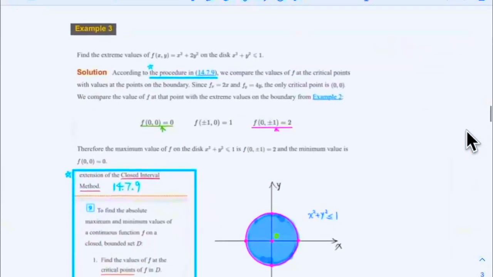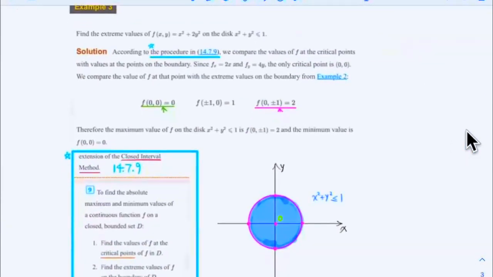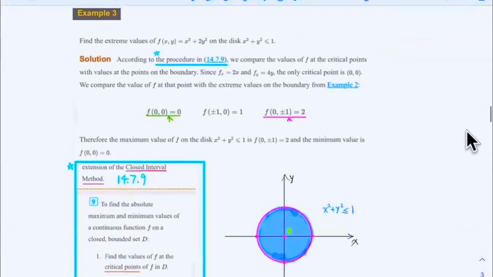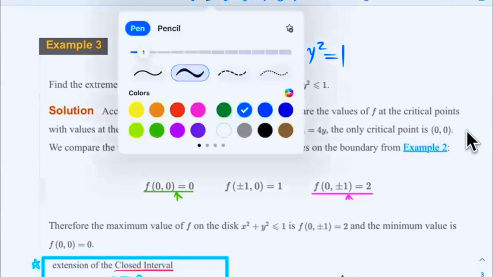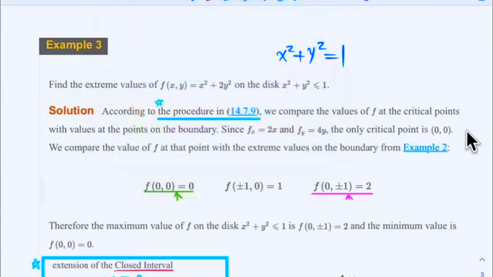Okay, next example, we have lots of examples. We try to find the extreme values of this function on this disk. Now, some of you may say, I think we did something similar to this, but at that time it was on x squared plus y squared equal to 1, right? But this time, they changed this to less than or equal to.